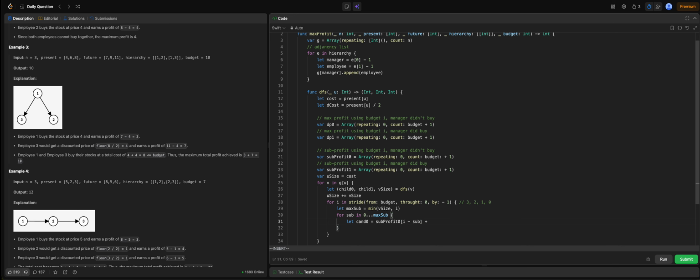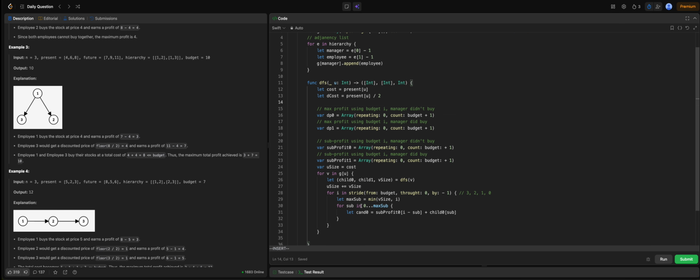And then after that, we will append with the child 0 of sub. Wait, let me think about it. Is that the correct approach? Yeah, this should be the array. My bad. So initially I was thinking of using the tuple, but at the end we are just sending the list of the employees through the whole DFS recursive call. So yeah, okay.